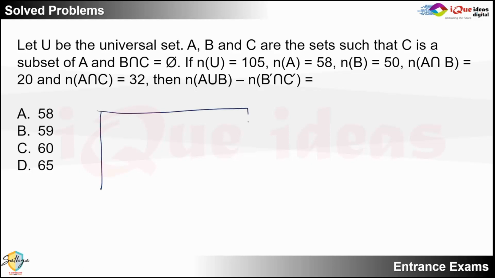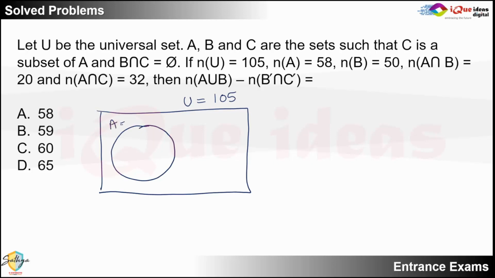So, I have a universal set where there are a total of 105 elements. Set A contains a total of 58 elements and set B contains a total of 50 elements. The intersection of these sets contains 20. So, from B, 20 are shared with A. That means there are 30 elements exclusively in B.